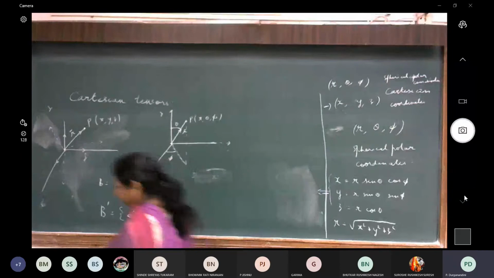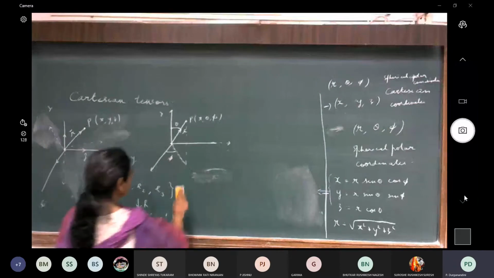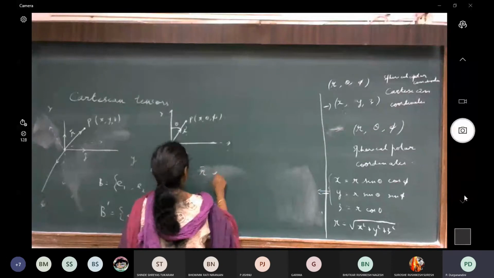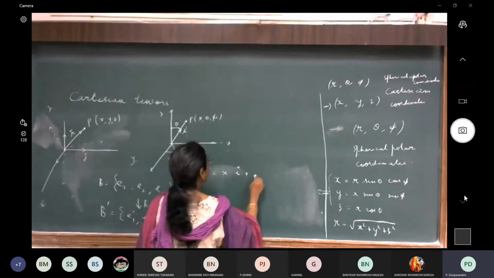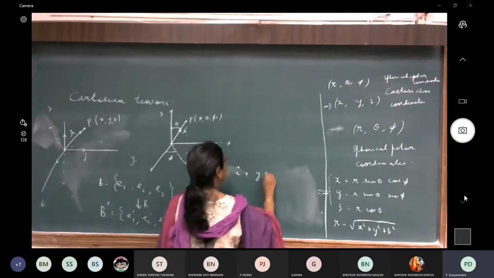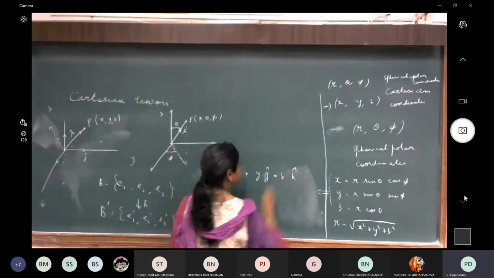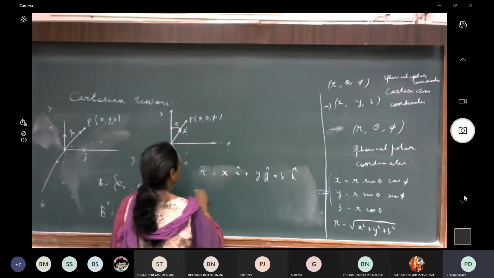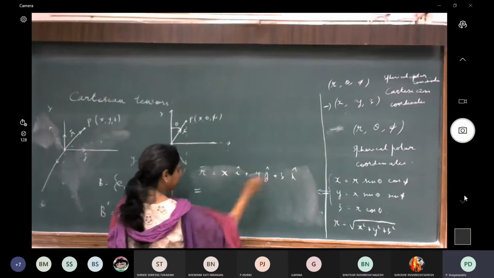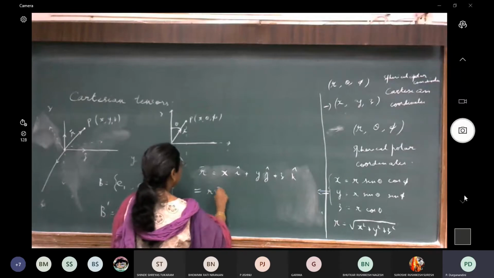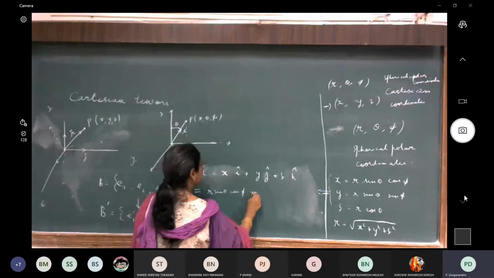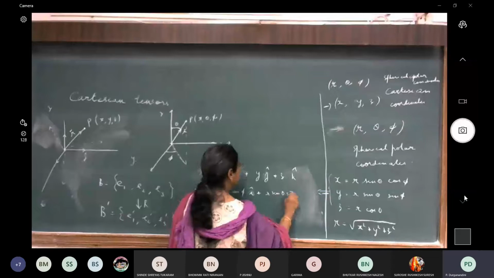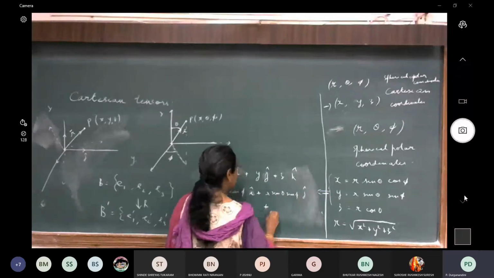But I can also find out what these are, so we can also write it in the following way. Let me write it like this. I can write, for example, that r should be, most generally, if I start with the Cartesian coordinate system, x i cap plus y j cap plus z k cap, which I can write as equal to, from here, r sine theta cos phi i cap, plus r sine theta sine phi j cap, plus r cos theta k cap.